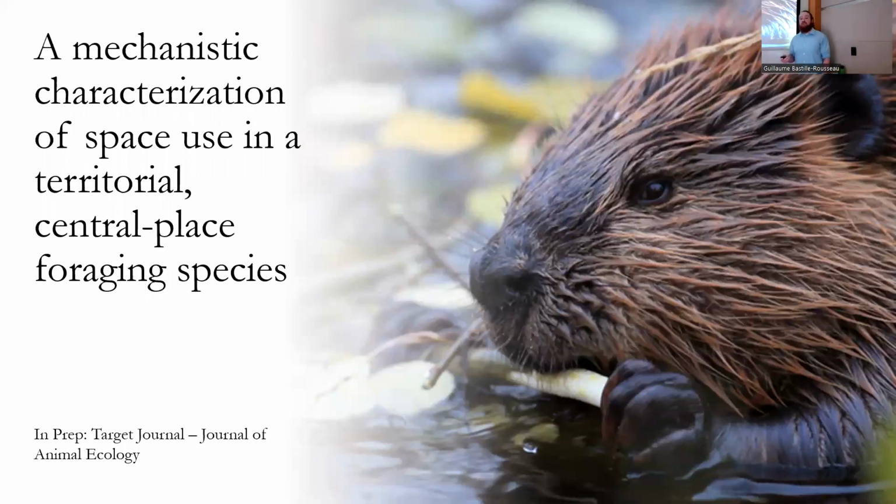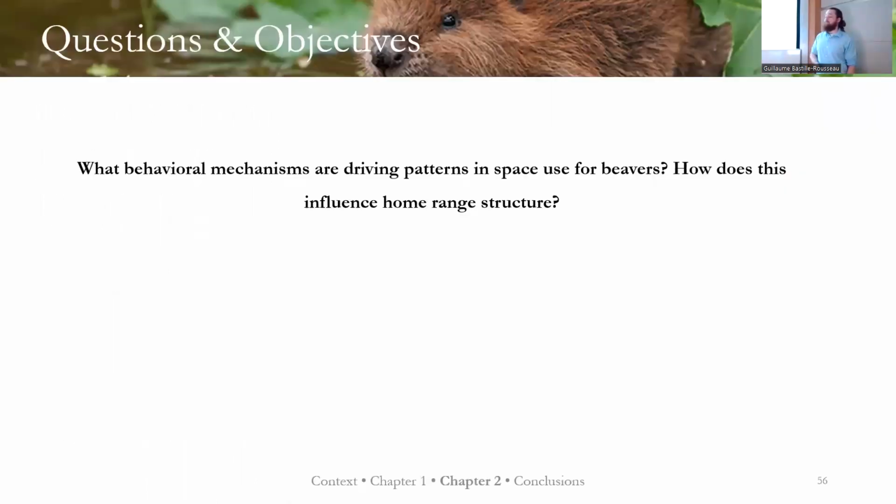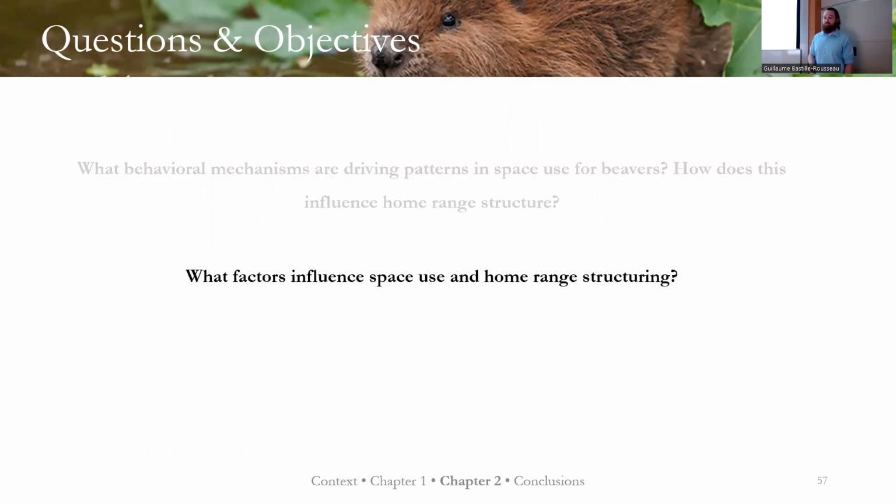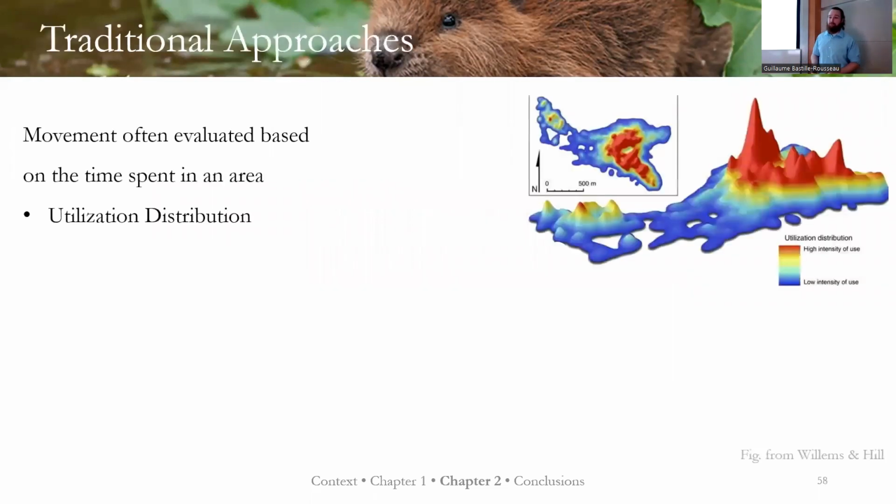So moving on to my second chapter, mechanistic characterization of space use. So the questions and objectives we had here is we wanted to see what behavioral mechanisms are driving patterns in space use for these animals. And how is that influencing home range structure? We also wanted to see what factors related maybe to environmental characteristics or individual level characteristics like sex and age were influencing the space use and home range structuring.